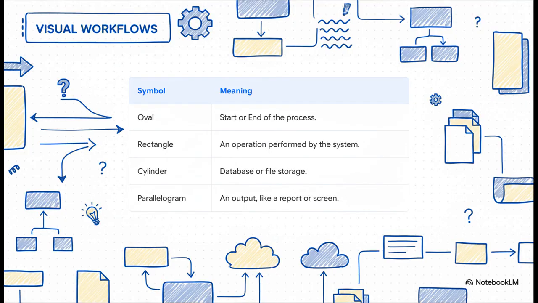The ovals are your start and finish lines. Rectangles are where the computer does the heavy lifting, all the number crunching. The cylinders, that's the system's memory, its databases. And this funky parallelogram, that's the payoff. That's the final output, whether it's a report on your screen or a physical payslip in your hand.